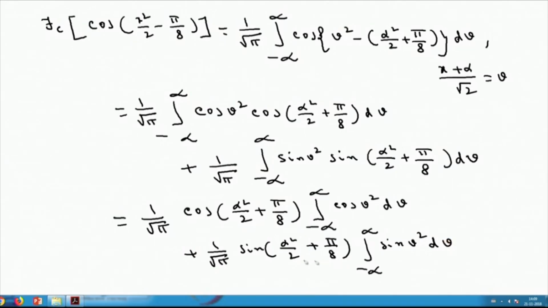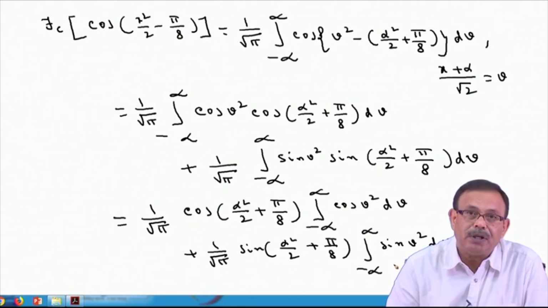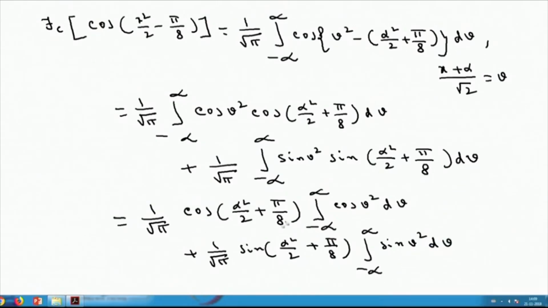Now I have to find the value of the integral from minus infinity to infinity of cos of v square, and also of sin of v square. The 1 by root pi into cos of (alpha square by 2 plus pi by 8) are the constant terms. So let us see how to find the value of these integrals.